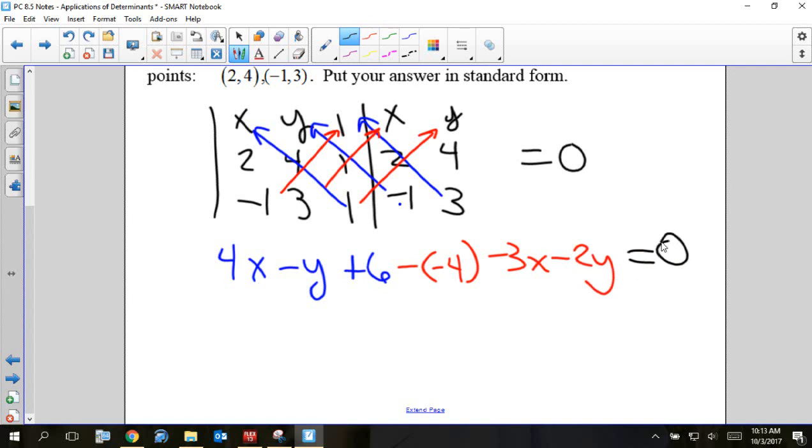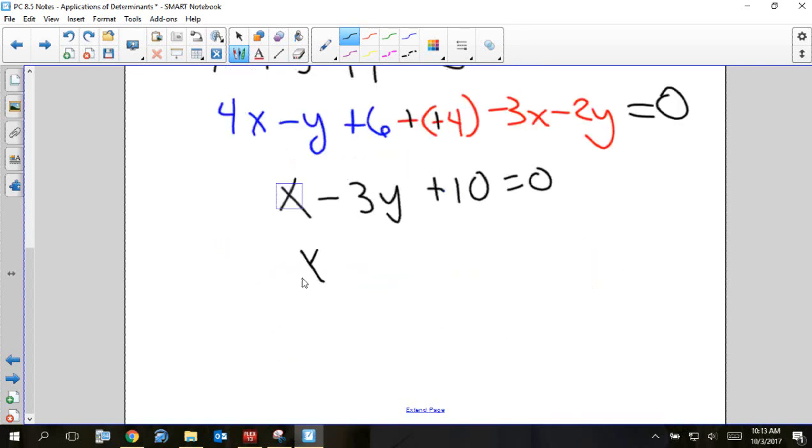Combine like terms. We get x minus 3y plus 10 equals 0. And it says write it in standard form. Didn't have to find the slope, didn't have to distribute anything, just find the determinant. Pretty nice.